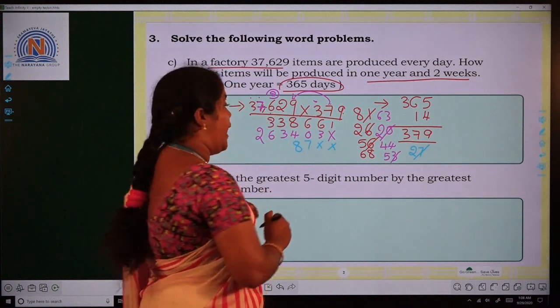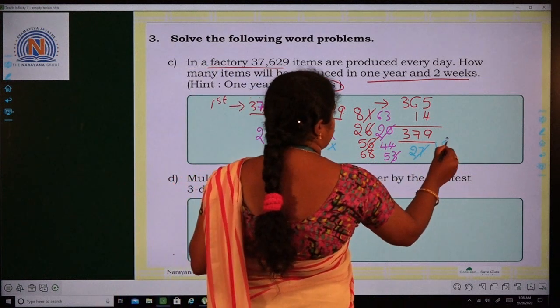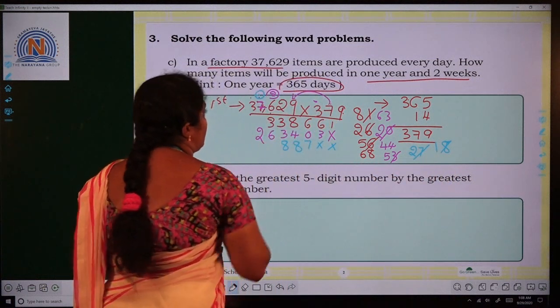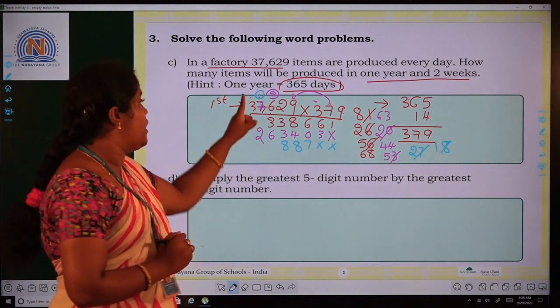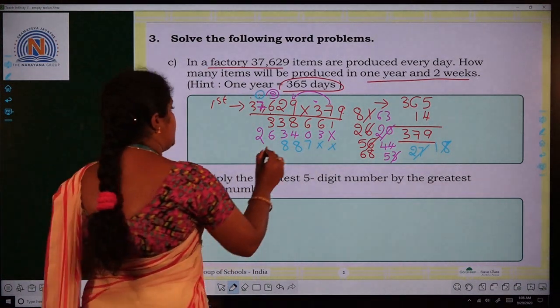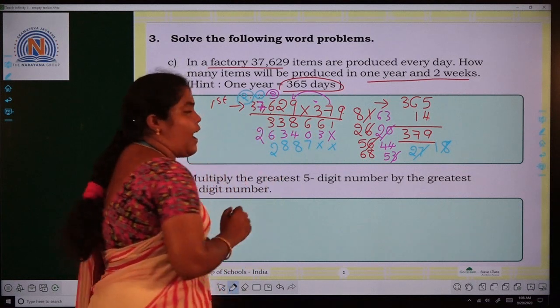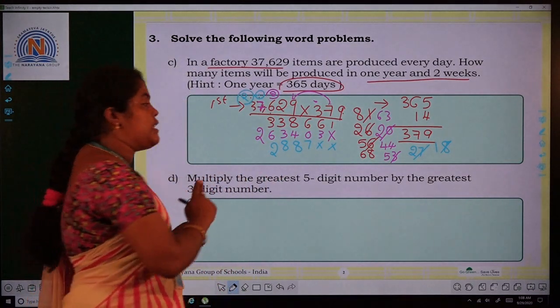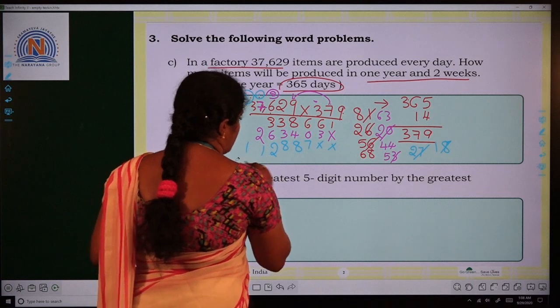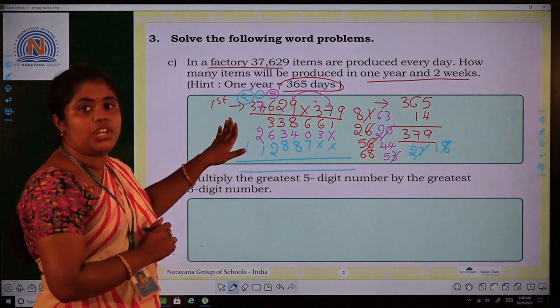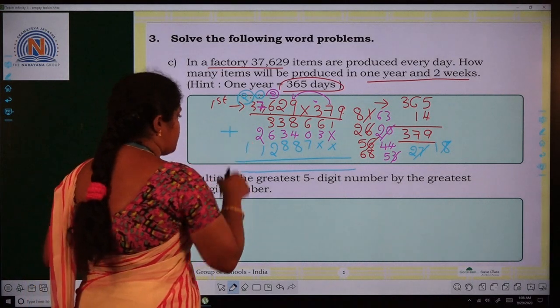Moving on to 3 sixes. 3 sixes are 18. 8 we write down, 1 is carried to the next place. Next 3 sevens, 21, 21 plus 1, the answer is 22. 3 threes 9, and 9 plus 2, the answer is 11. So which operation we have to use here? Yes, my dears, we have to use the operation addition.